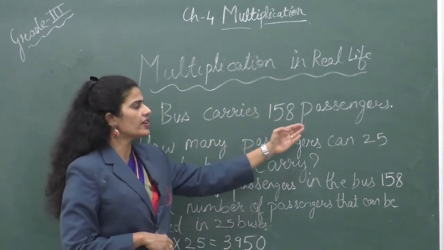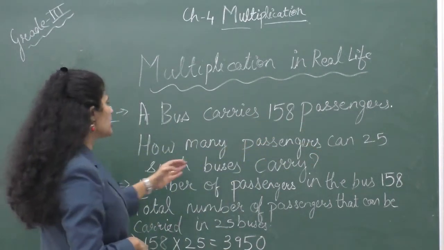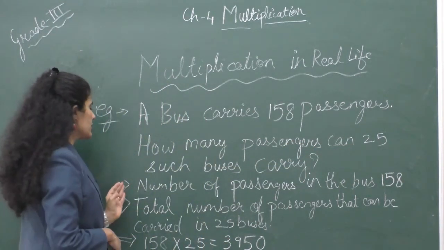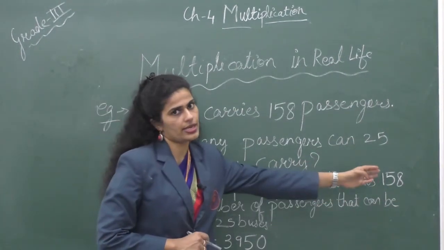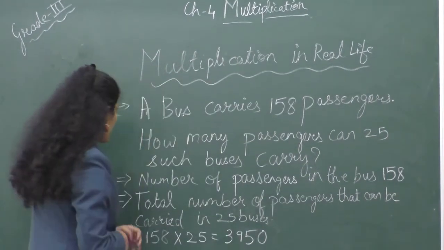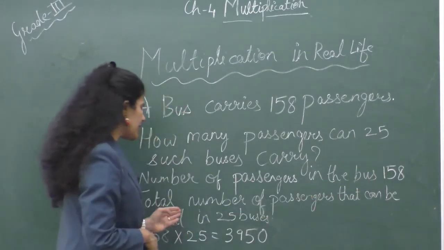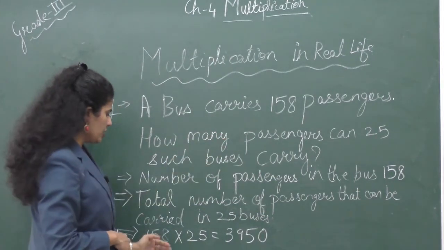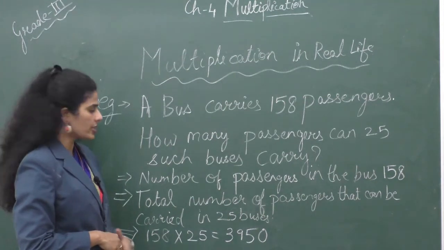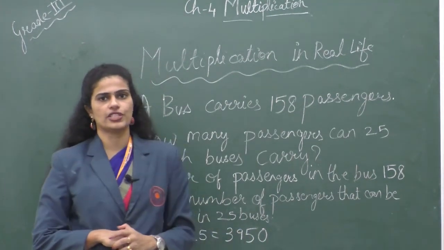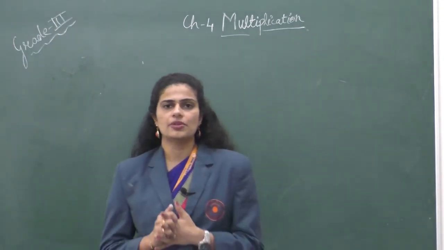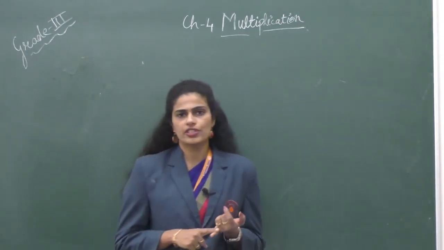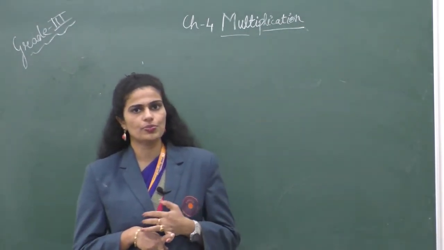Okay students, now let's see multiplication in real life. A bus carries 158 passengers. How many passengers can 25 such buses carry? Number of passengers in the bus is 158. Total number of passengers that can be carried in 25 buses is equal to 158 into 25. So we get the product as 3950.